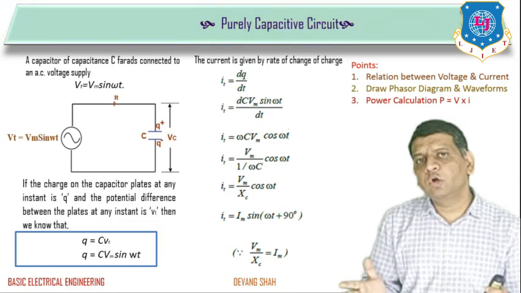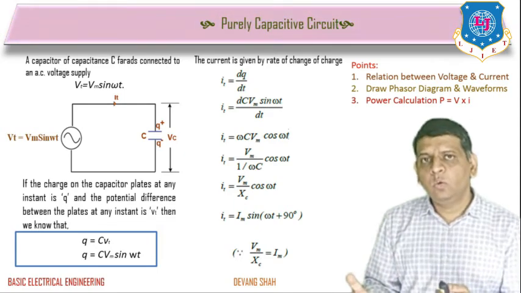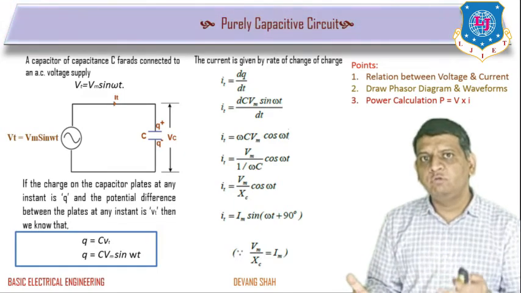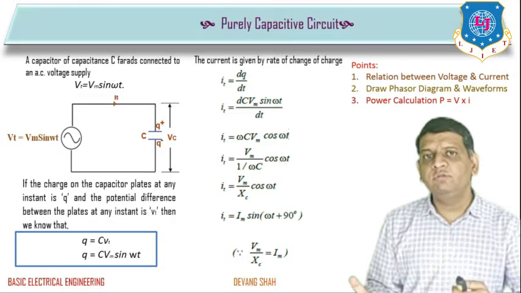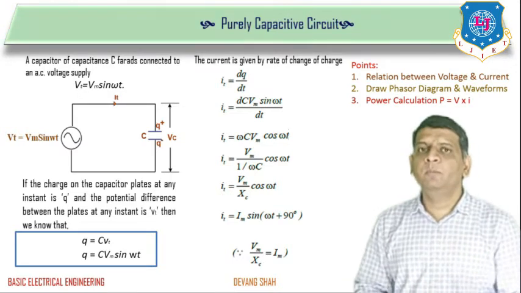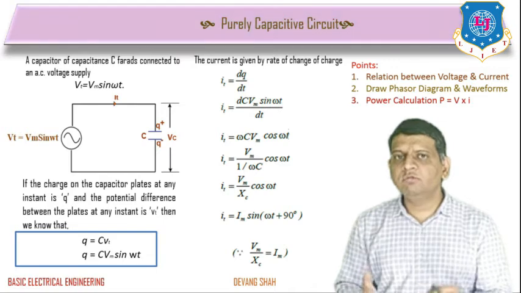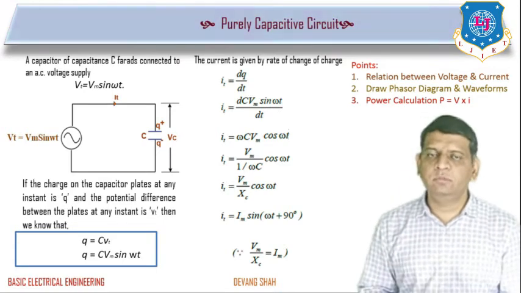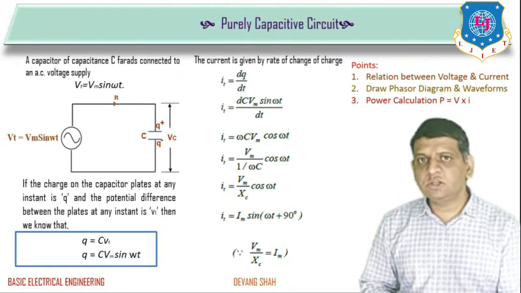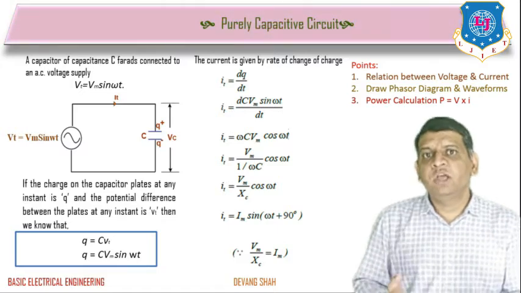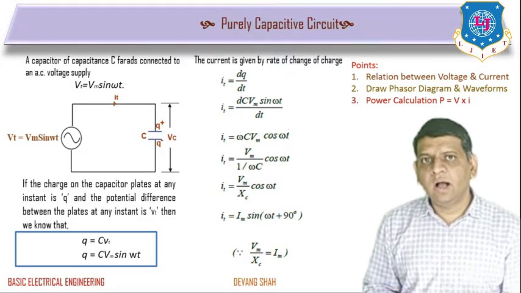But three common points are there. Point number one is to find the relation between voltage and current, and also find the phase difference between voltage and current. Point number two is to draw the phasor diagram and waveform. Point number three is the power calculation, right? With this respect, my first job is to find the equation of current i(t).